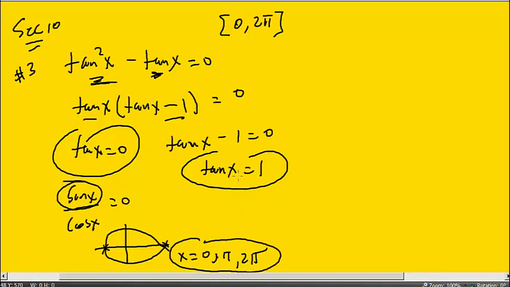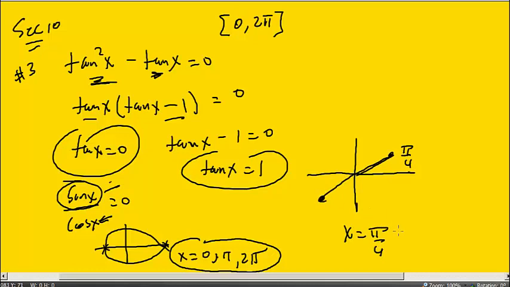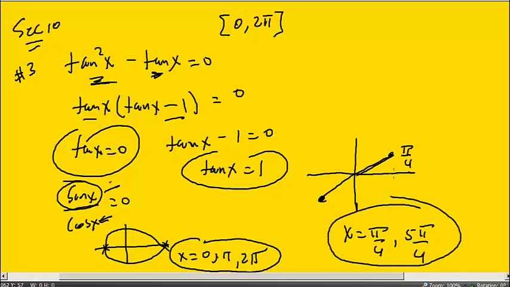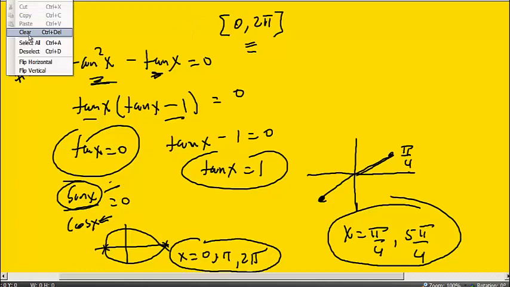Now we've got to figure out where tangent of x is equal to positive 1. Well, the only way tangent of x is equal to positive 1 is when both the sine and the cosine are exactly the same. So they're exactly the same here, and that happens to be pi over 4. So x is equal to pi over 4. And sine and cosine are exactly the same there, which is 5 pi over 4. And that's it, because we're only going around the circle once. Okay? These are easier problems than what we did in the past.